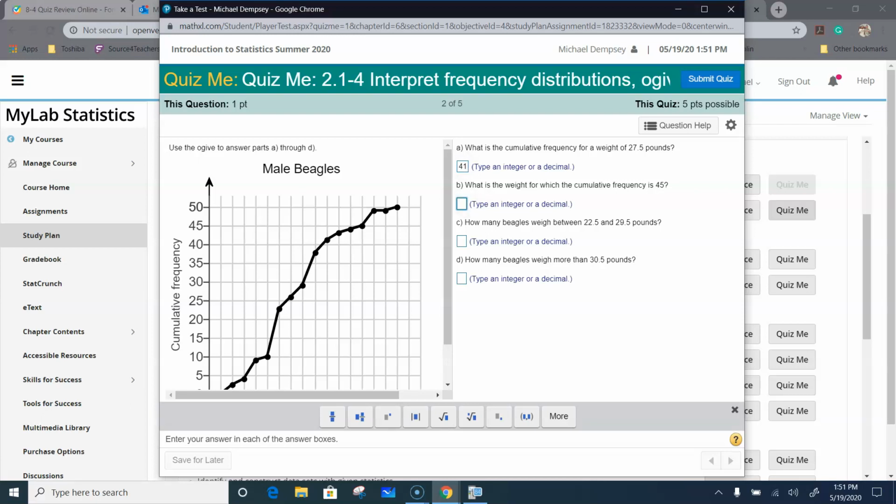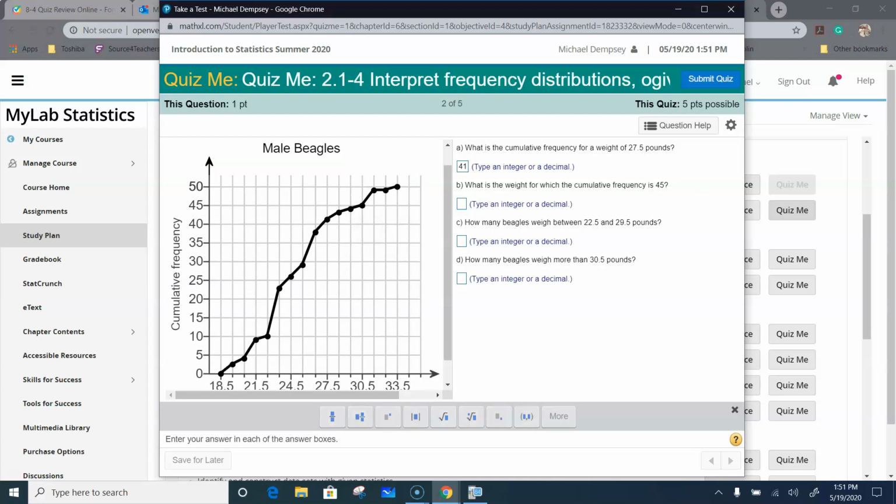What is the weight for which the cumulative frequency is 45? So I'm going to come over here to 45 and run my pencil along until I hit that dot on the corner. Drop straight down, and it looks like it's at 30.5. So we're just reading and interpreting the graph.